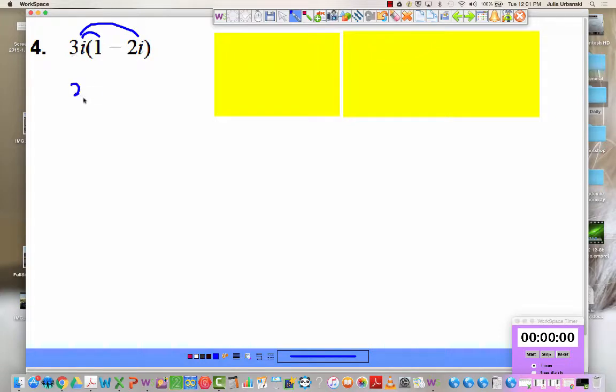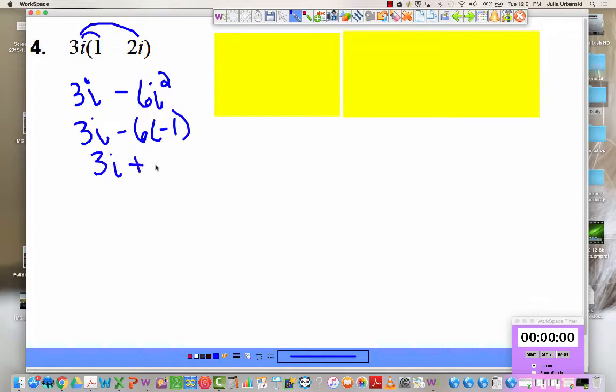3i times 1 is 3i. 3i times negative 2i is negative 6i squared. What is that really going to become? Positive 6. Yeah, but I'm going to write it out. 3i minus 6 times negative 1, i squared becomes negative 1, which becomes 3i plus 6. And that's okay, but technically it's 6 plus 3i. Yeah, that's the technical way to write it. 6 plus 3i. The imaginary part always goes last.